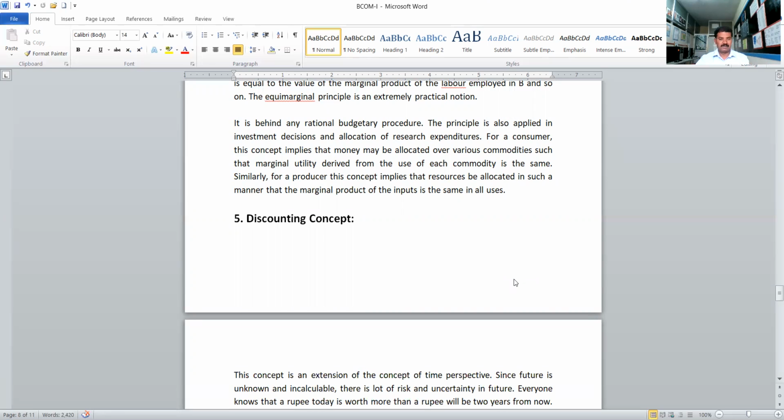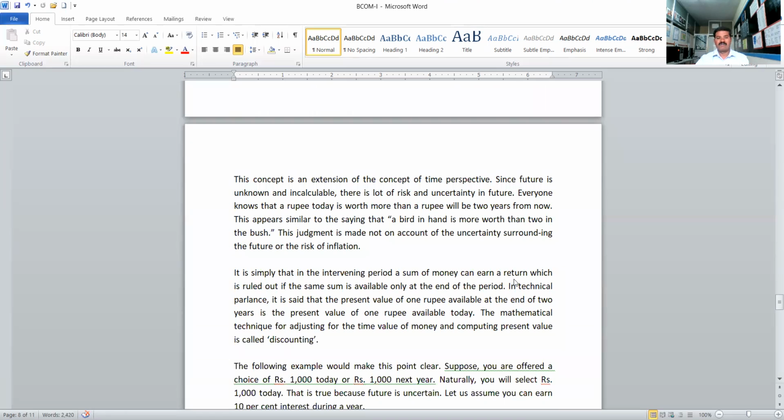And the fifth one, discounting concept. This concept is an extension of the concept of time perspective. Since the future is unknown and incalculable, there is a lot of risk and uncertainty in the future. Everyone knows that a rupee today is worth more than a rupee will be 2 years from now. This appears similar to saying that a bird in hand is worth more than two in the bush.